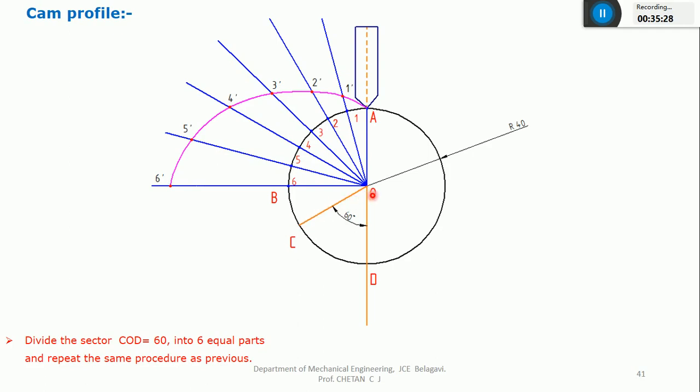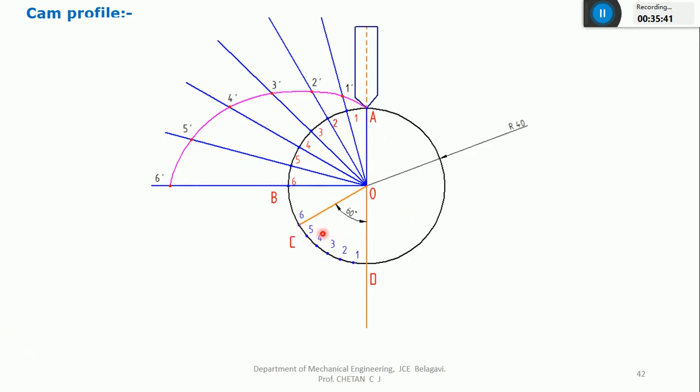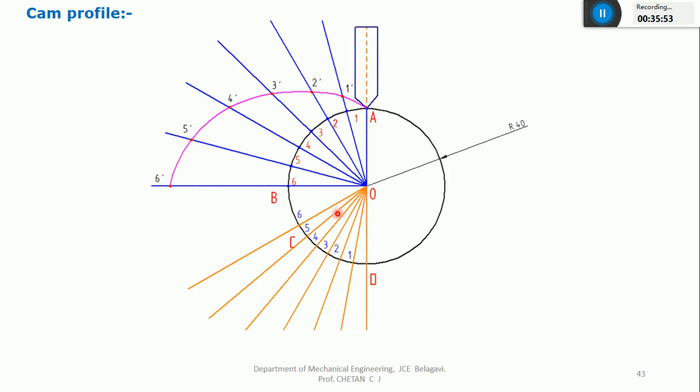Just take this as a reference line. It means to keep the protractor in such a way that the 0 degree of the protractor has to be in line with this CO line, so that you can indicate the angles in a counterclockwise direction. So you may get the points here and just mark the points around the circumference of the circle. So this is nothing but the first angle 10, 10, 10, 10, 10, totally 60.